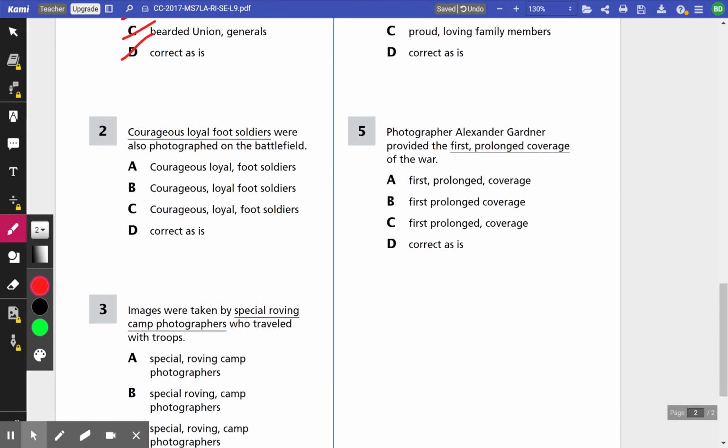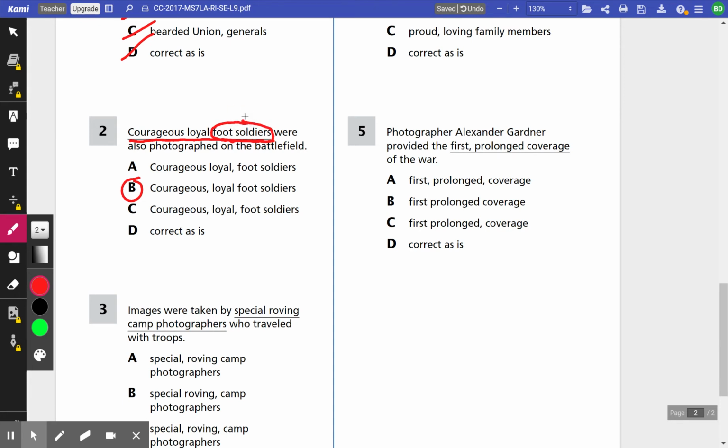Courageous, loyal foot soldiers were also photographed on the battlefield. So, the section of the sentence that we have to see if it needs to be rewritten is "courageous, loyal foot soldiers." So, if you said answer choice B, you're correct. Good job. All right, so now let's talk through it and discuss how B is correct and the others are incorrect. So, what is our noun that's being described? The foot soldiers, right? So "courageous" describes the foot soldiers, and "loyal" describes the foot soldiers.